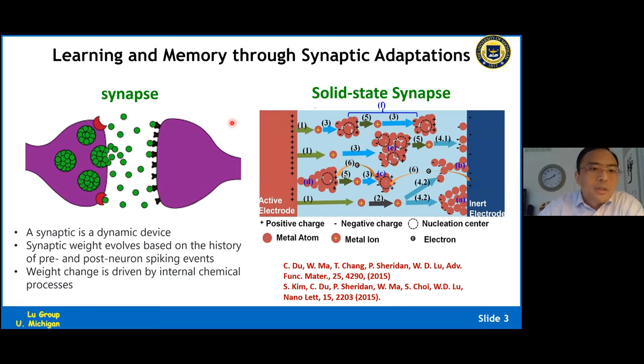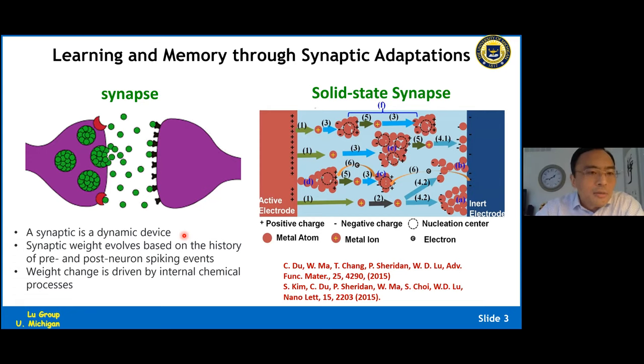So if you look at what a synapse is, right? Obviously that's where the learning and the memory occur. So first, it's a dynamic device. It's not just a transistor where you turn it on and off. Its property can change. More specifically, it has a weight, and this weight will evolve based on the history of the spiking events from pre and postsynaptic neurons, right? So it's not a fixed device. So that's interesting. You can't use a fixed circuit to emulate this.